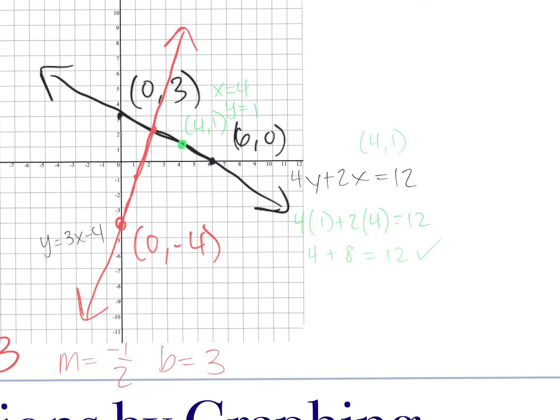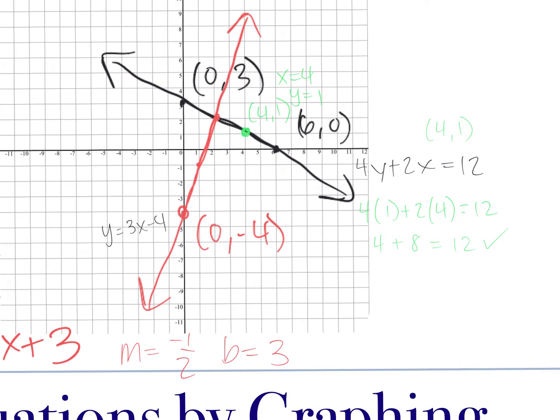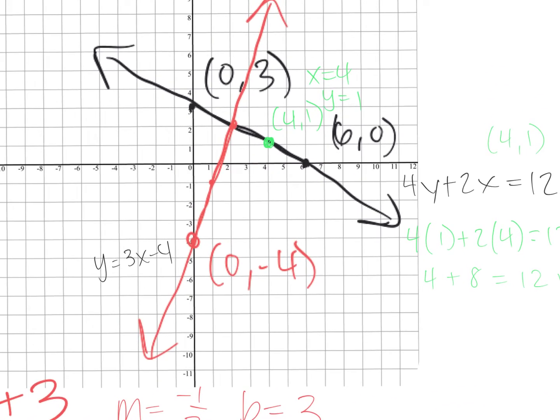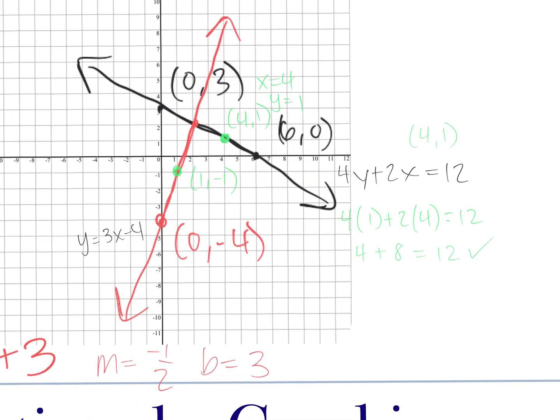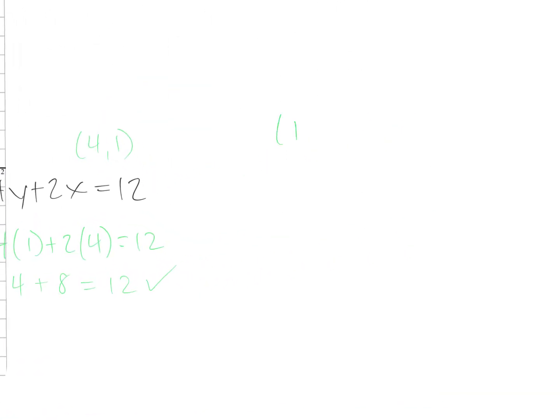Okay, let's do the same thing, but let's do it for the red equation, which was y equals 3x minus 4. Give me another point on the red equation. 1, -1. I love it. Write that down. 1, -1. So I'm going to use 1, -1, and I'm going to plug it into y equals 3x minus 4. I'm going to do it over here.